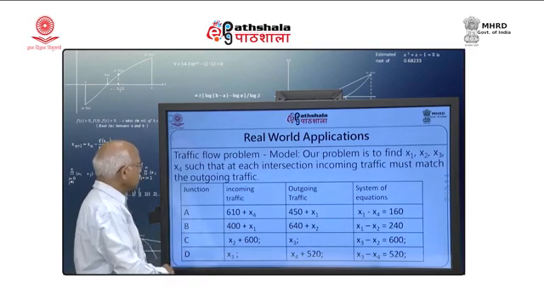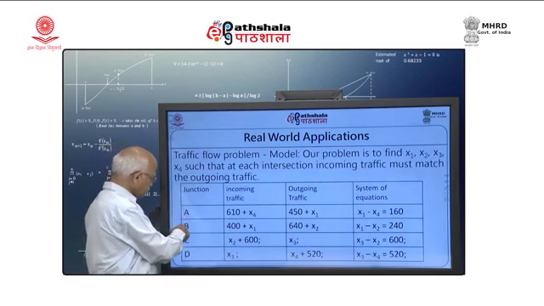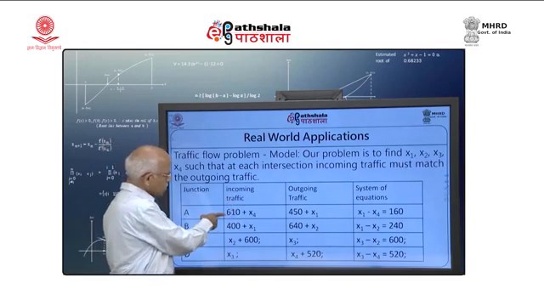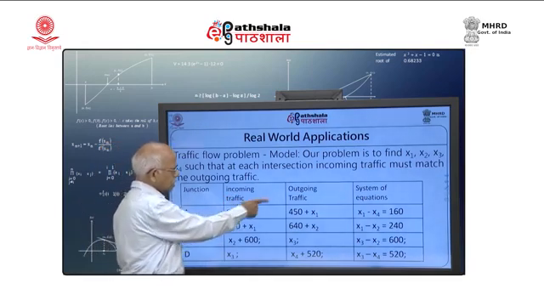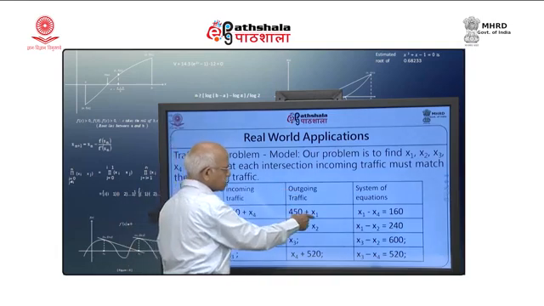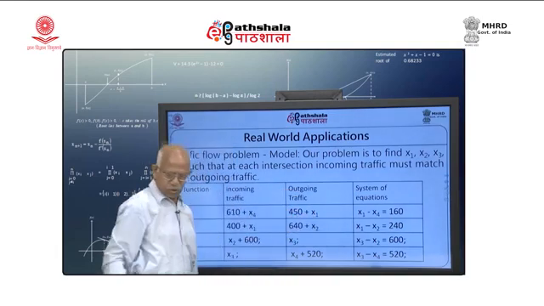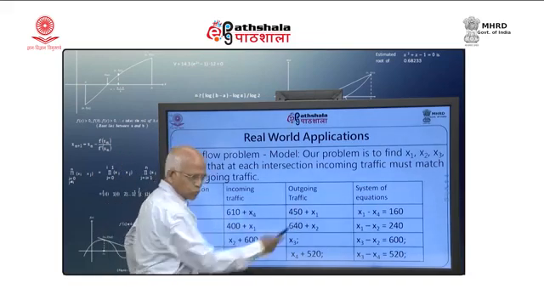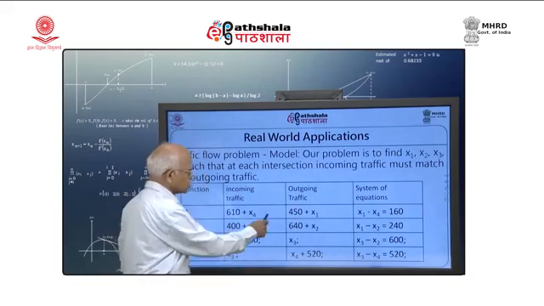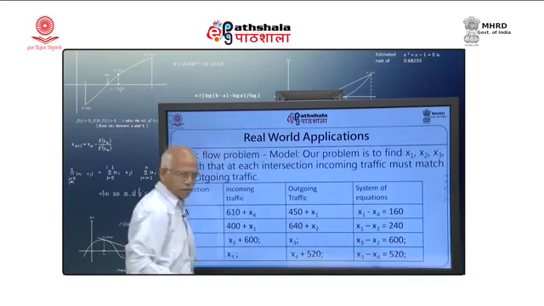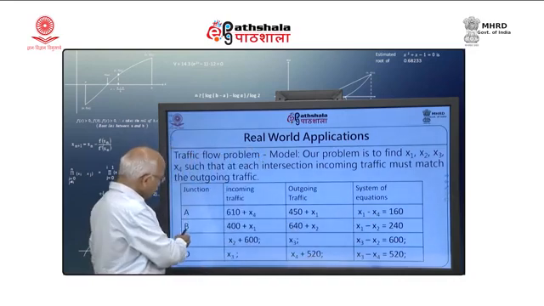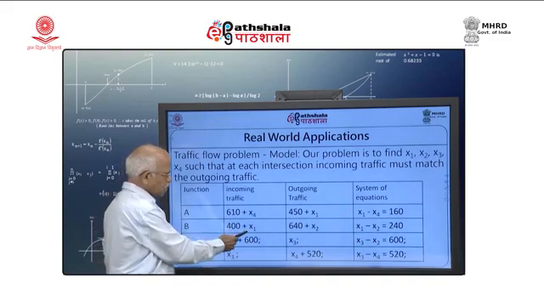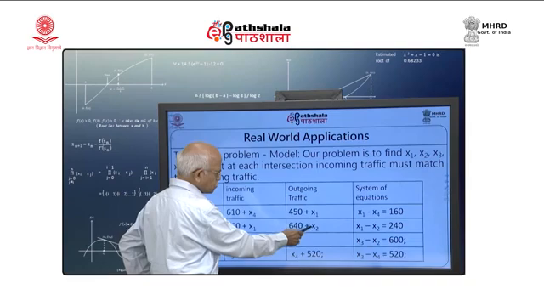For that I am writing in this table junctions A, B, C, D. At junction A, incoming traffic is 610 plus x 4, outgoing traffic is 450 plus x 1, and subtracting, x 1 minus x 4 equals 160. So when I equate these two expressions, I get an equation in this form. Similarly at junction B, incoming traffic is 400 plus x 1, outgoing traffic is 640 plus x 2.